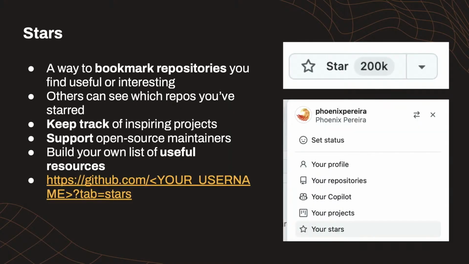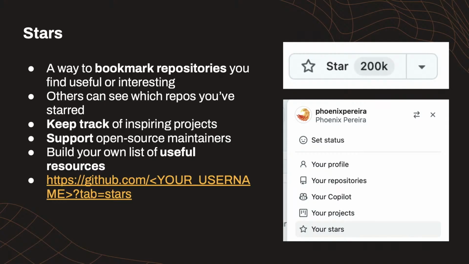You can also star different repos. Starring is basically a way of bookmarking different repos you find useful or interesting. You have to keep in mind the list is public, so others who look at your GitHub profile can see which repos you've starred. You can also use this for keeping track of inspiring projects, since it has different lists as well. It's also a good way to support open source maintainers and build your own list of useful resources.